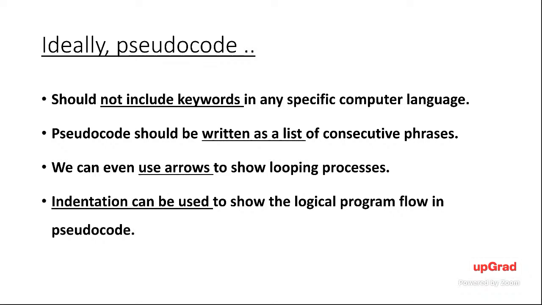While we are writing pseudocodes, we can use arrows just to show a looping process or an assignment process. So we've got plenty of room to use mathematical operators, some logical expressions, some arrows, and so on and so forth. Annotation also can be used to show the logical flow of a process while you are writing pseudocodes.